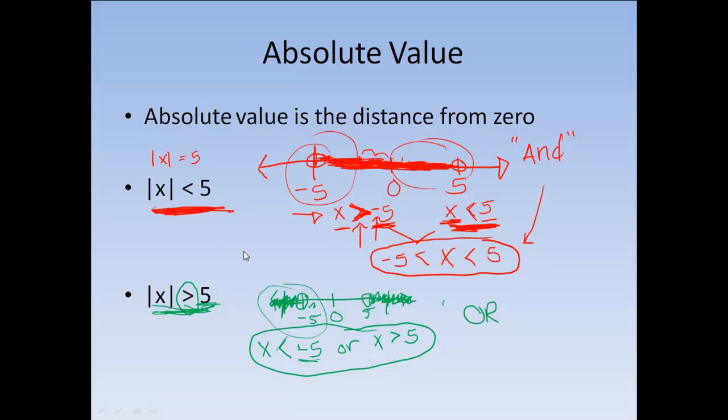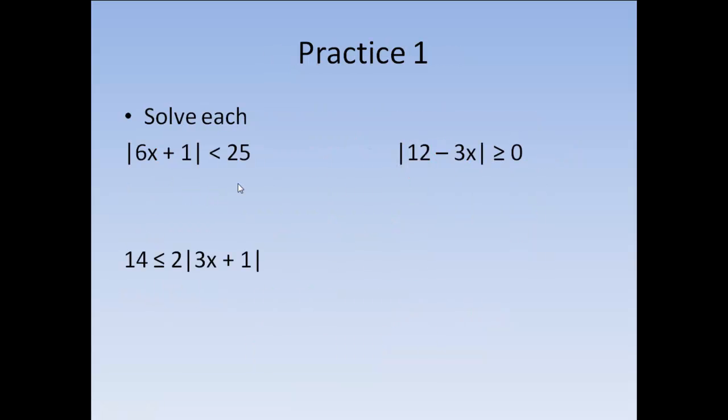Now if we compare these, how can you tell if you're going to have an and or an or before you even finish your problem? Well, to get an and, the inequality points at the absolute value signs. So an and points at the absolute value signs. If you look over here, it's not pointing at the absolute value, so it has to be the or. So if you can remember, an and points at the absolute value signs. That'll help you decide if you have an and or an or.